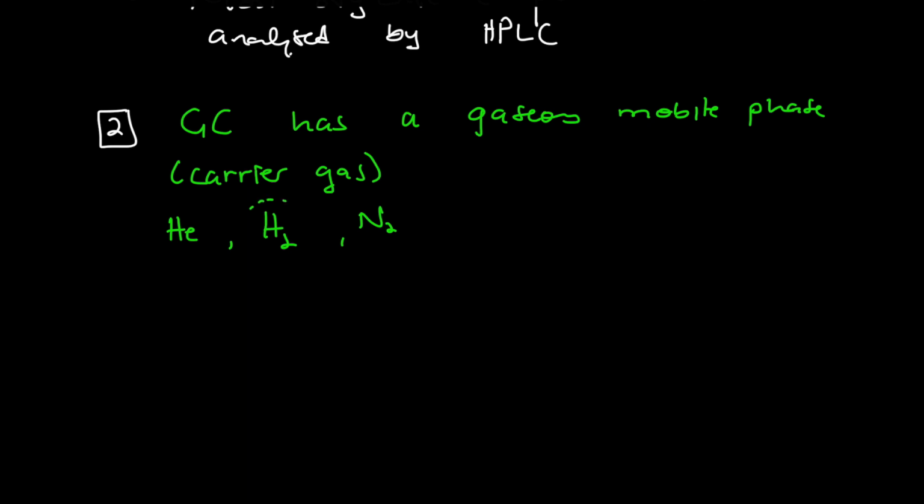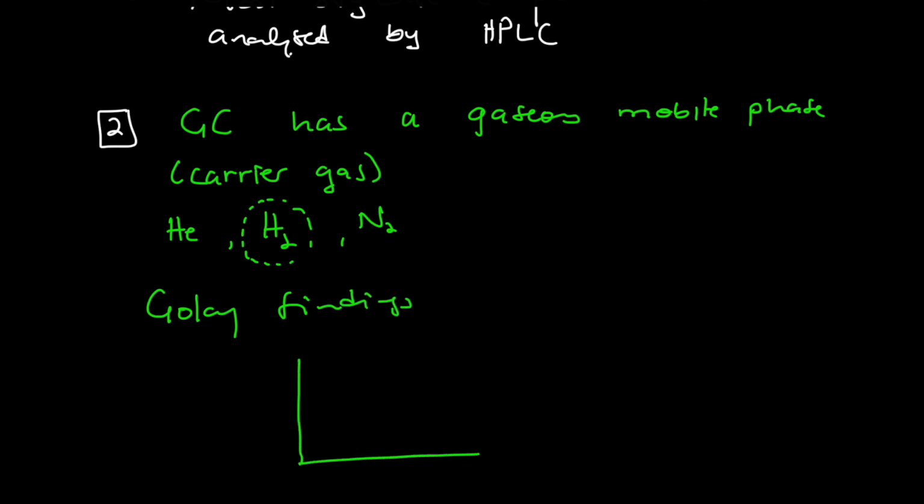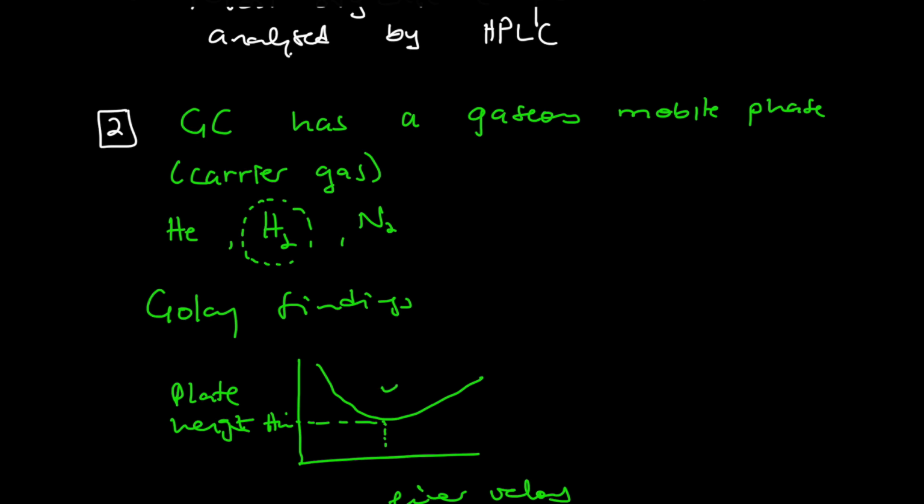Of the three, the one that is preferred is hydrogen, because, as you would recall from Golay's findings, if this is plate height and this is the linear velocity, hydrogen has this optimal velocity. This is H min, and this is U opt. Hydrogen has the highest optimal velocity.